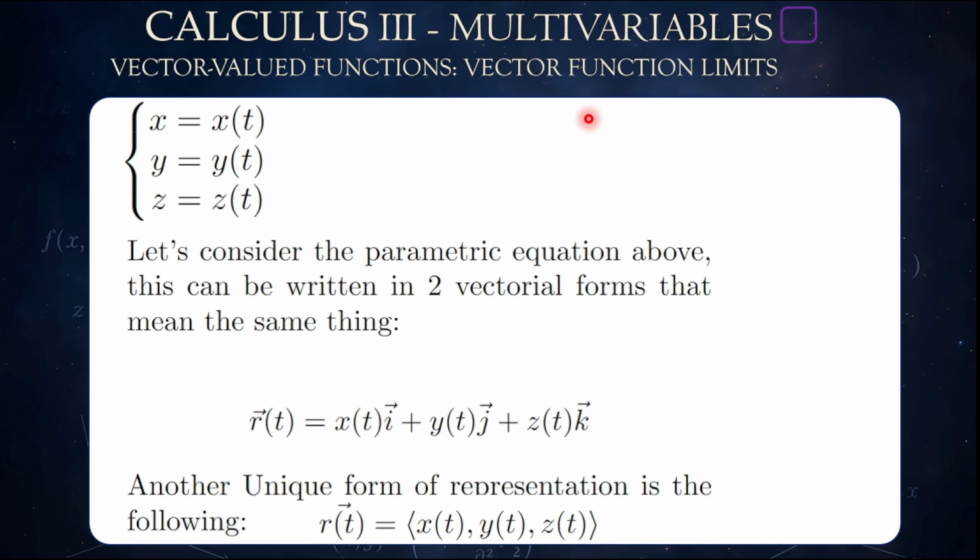Vector function limits. So let's say we have a vector function given by x equal x of t, y equal y of t, and z equal z of t. Let's consider the parametric equation above. This can be written in two vectorial forms that mean the same thing. You can write it as r of t is equal x of t i plus y of t j plus z of t k. I, j, and k are the unit vectors in the three directions x, y, and z. Another form of representation is the following: r of t is equal to <x of t, y of t, z of t>, which is the angular form.